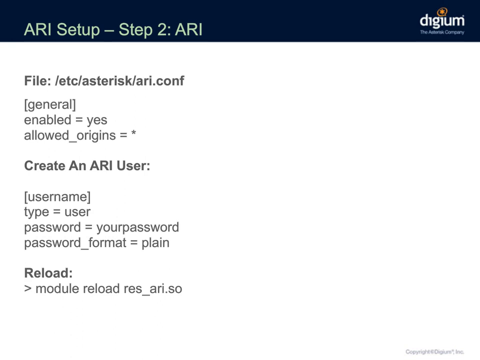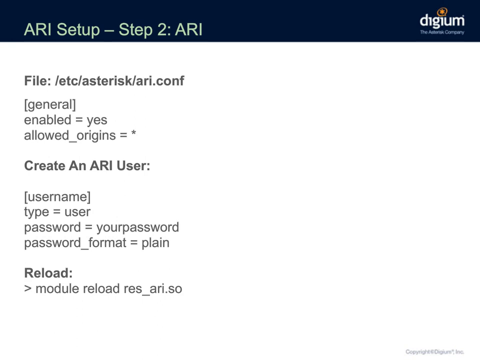You'll also need to create a user. So in classic Asterisk style, the user is created with the username in brackets, type equals user, and then you'll need to set a password, and the password format actually defaults to plain text, but you can pick from several. And the file, ari.conf, actually is documented reasonably well, so you can see what your options are for that. And once you've turned that on, you'll need to go back down to the Asterisk command line and reload the ARI module to get all that to take.